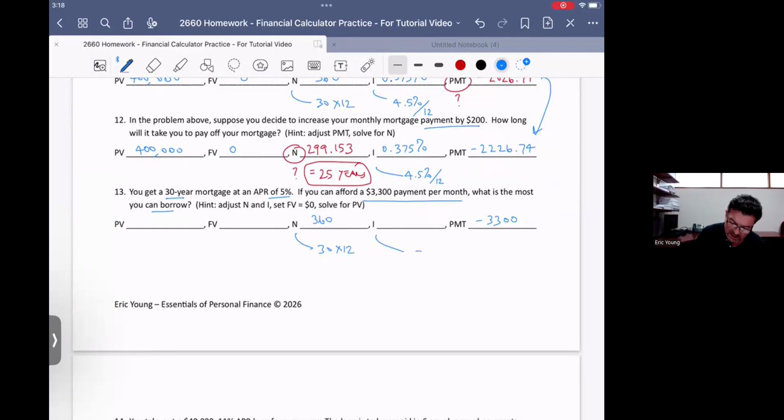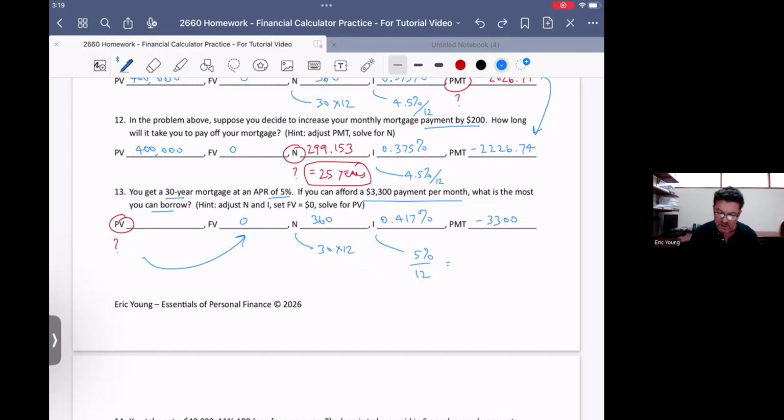I know that my rate is going to be 5% divided by 12, or 0.417%. I need to know how much loan can I take out knowing that it'll go to here. So what we're solving is this: if you can afford to put out a payment of $3,300 a month, given this time and interest component, how much money can you take out up here to pay it off safely?